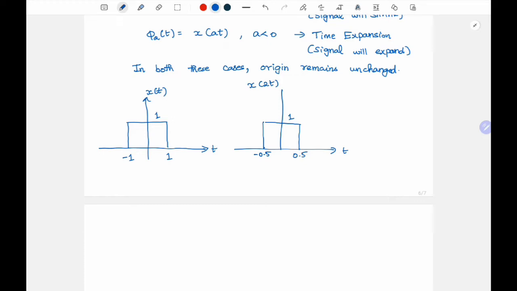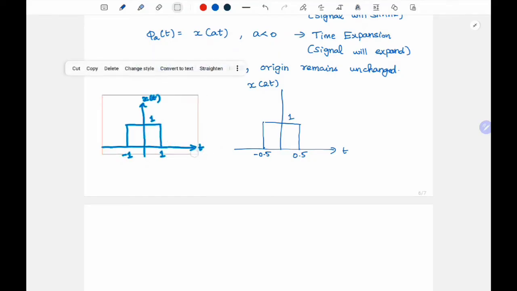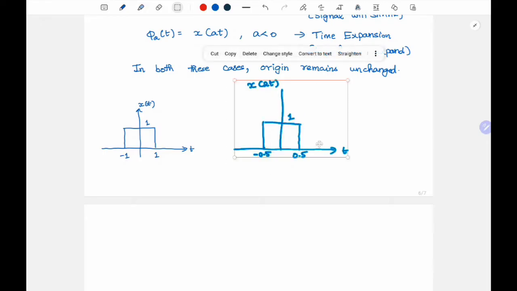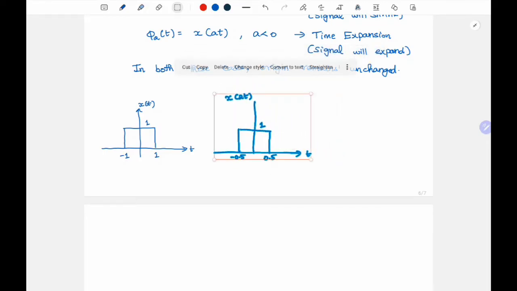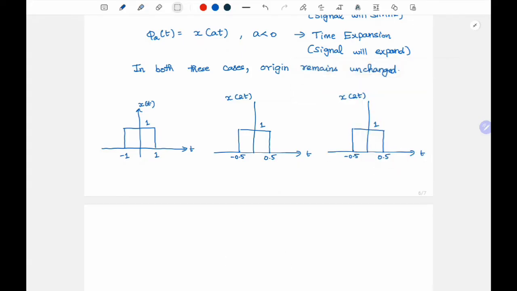This is shrinking in space. Now if I want x of t by 2, it is nothing but expansion in time. So where will this be? This will be a larger, longer pulse, and it will extend from minus 2 to 2.